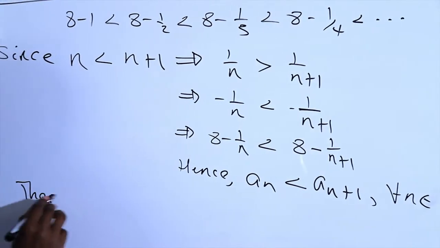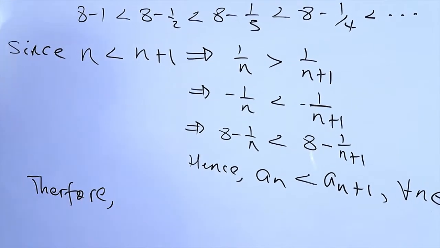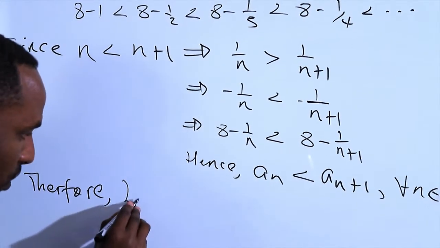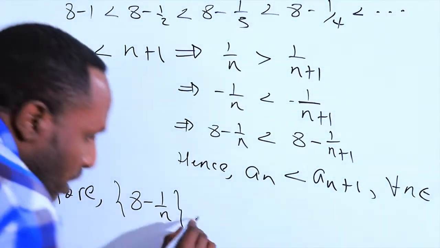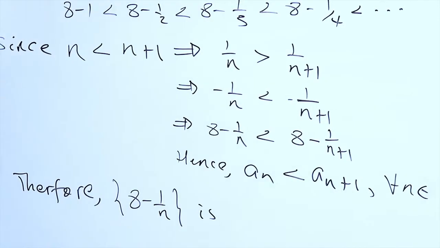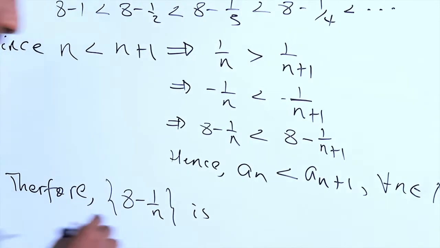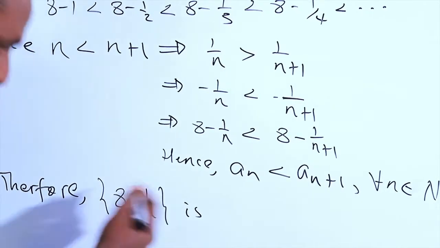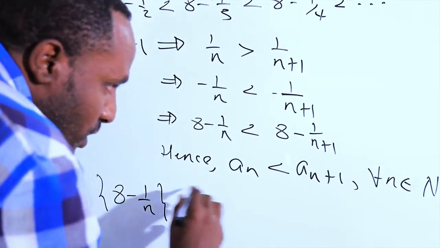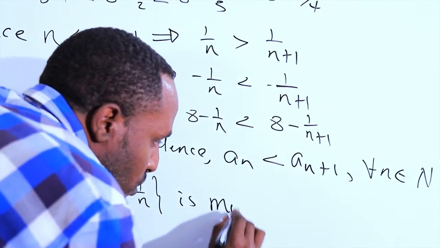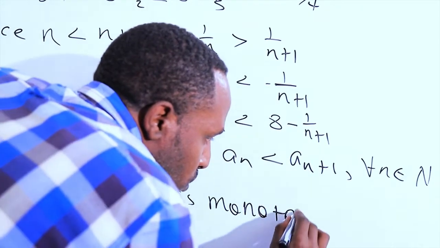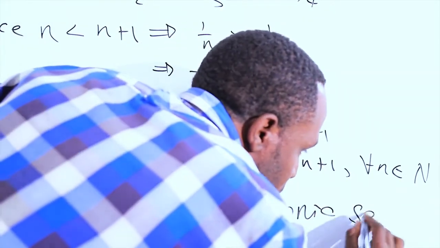Therefore, we can say the sequence 8 minus 1 over n is a monotonic sequence, which is increasing. Since it is increasing, this sequence is a monotonic sequence.